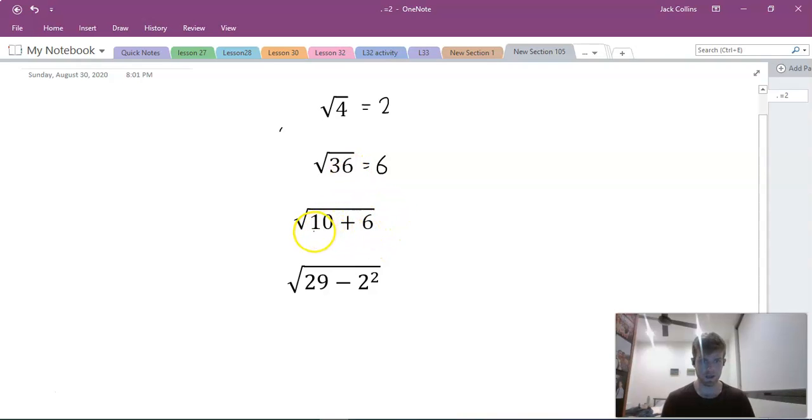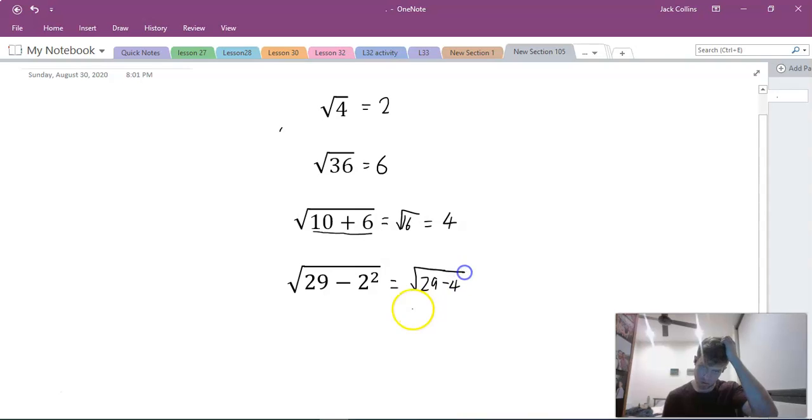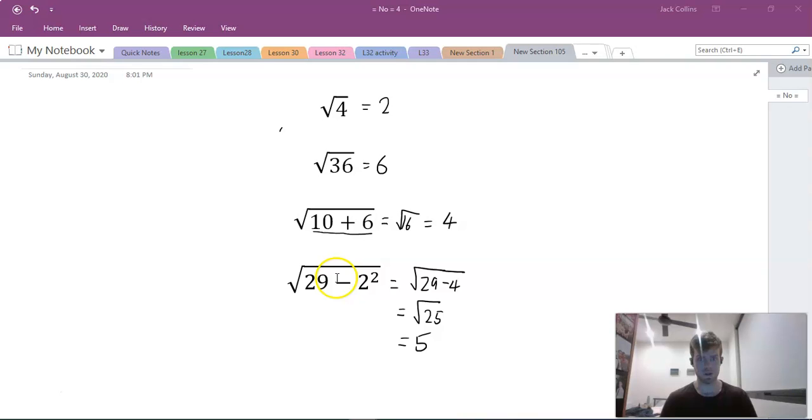When you have an operation in here, we consider that a bracket, so we do inside the brackets first. That's equal to the square root of 10 plus 6, which is 16, so the answer is 4, because 4 squared is 16. And this one, we simplify inside the square root sign first. So 29 minus 2 squared is 29 minus 4, which is the square root of 25, which equals 5. We need to know that skill in order to be able to solve these triangles.